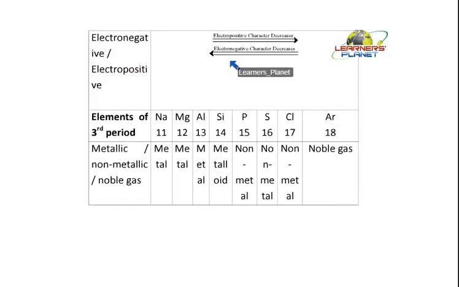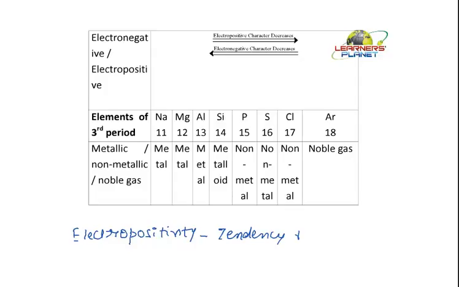Now what happens to the electronegative and electropositive characters? Across the period, what is happening to the electropositive character? That is the tendency to lose electrons. What is electropositive character? I will write it: electropositivity. So it is the tendency to lose electrons.